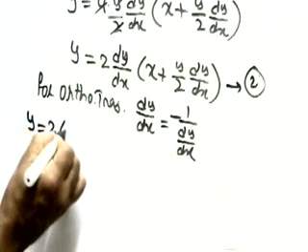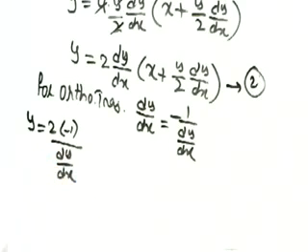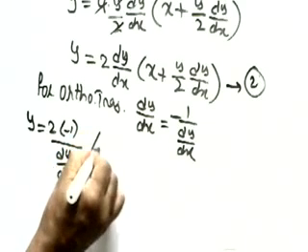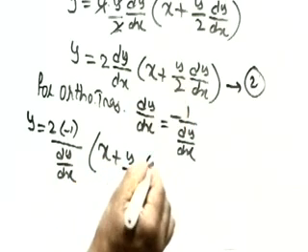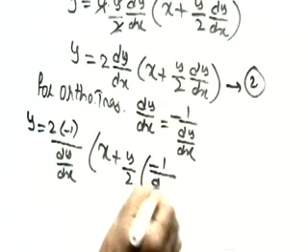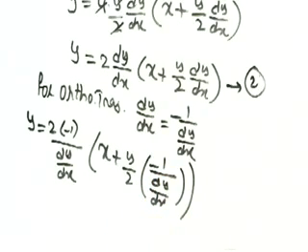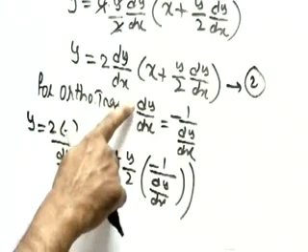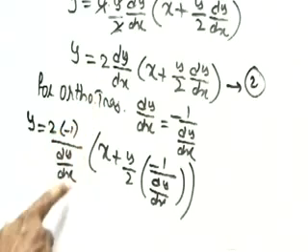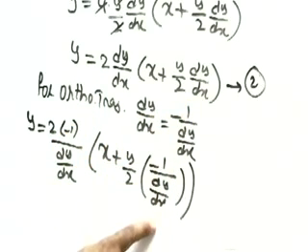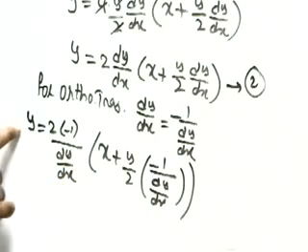So this will become y equals 2 into minus 1 by dy by dx into x plus y by 2 into, in place of this we have to write minus 1 by dy by dx. So what we did, for orthogonal trajectory we have to change dy by dx to minus 1 by dy by dx. So I'm changing this, here also I'm changing this. Now let me solve this one step by step.